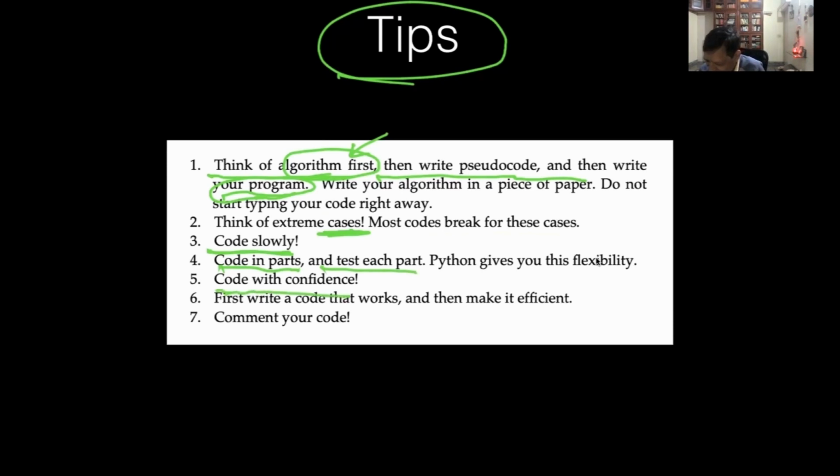Code with confidence. You should have the confidence, otherwise you can't really write good codes. First, write the code that works, then make it efficient. We didn't think of efficiency except vectorization. But you should not write dirty code, and don't think of writing a very clever code in the beginning itself. Write a working code which is clean and easy to read, then try to make it efficient. There are efficiency tricks which I didn't do except vectorization.